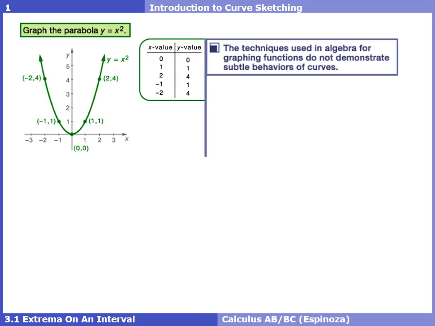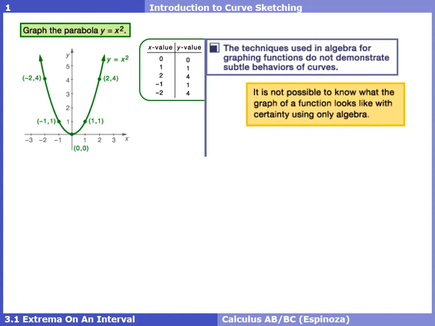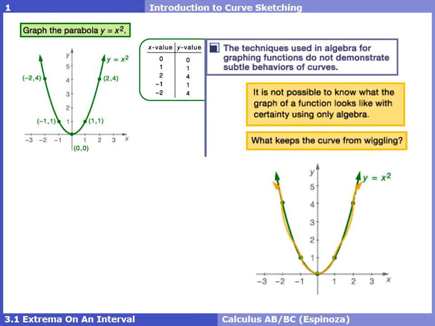So the techniques we've used in algebra for graphing functions don't always demonstrate the subtle behaviors of curves, especially what I guess I'll call weird curves, or not your normal kind of graphs. It's not really possible to know what the graph of a function looks like with certainty using only algebra, again, unless it's one of the ones we happen to know, for example, parabolas.